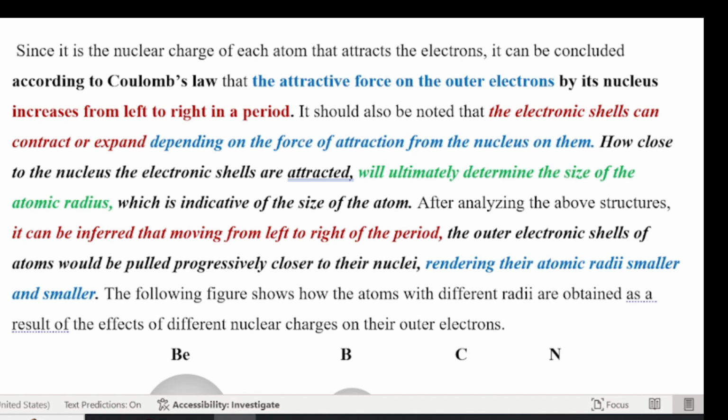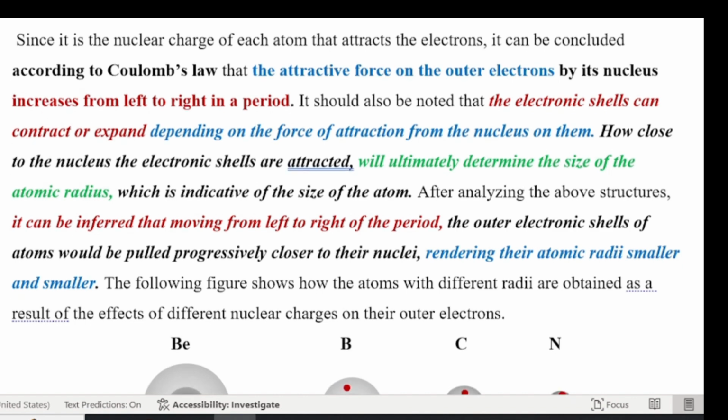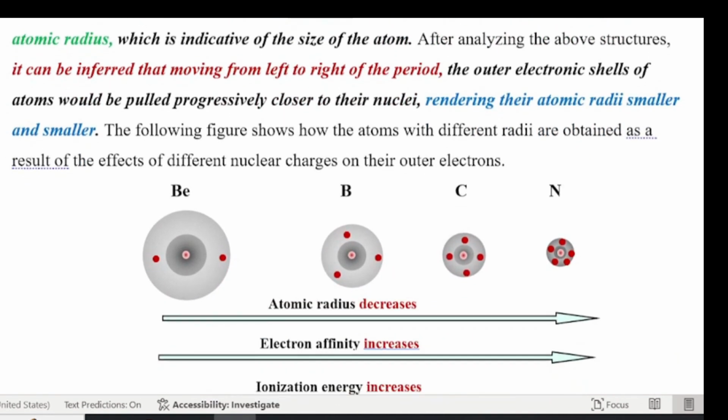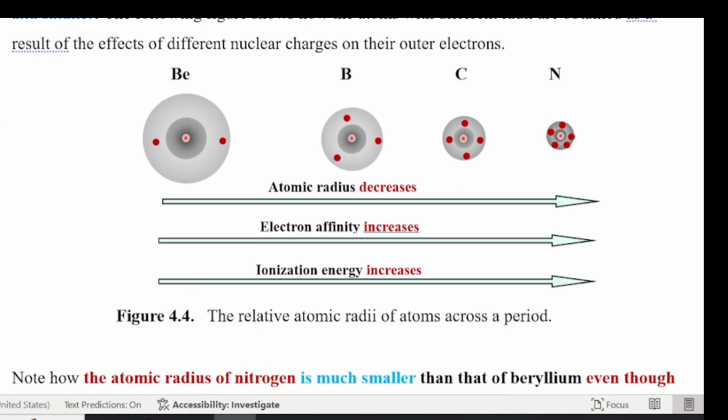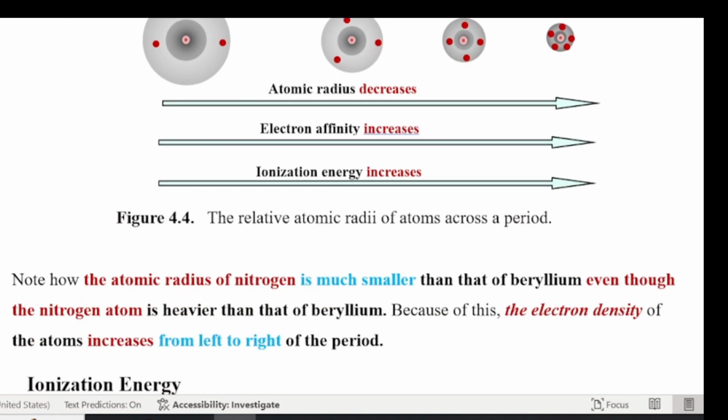After analyzing the Bohr structures, it can be inferred that moving from left to right of the period, the outer electronic shells of the atoms will be pulled progressively closer and closer to their nuclei, rendering their atomic radii smaller and smaller. So that is why, as you move from left to right of the periodic table, the atomic radius decreases like that. Next, we'll study ionization energy.